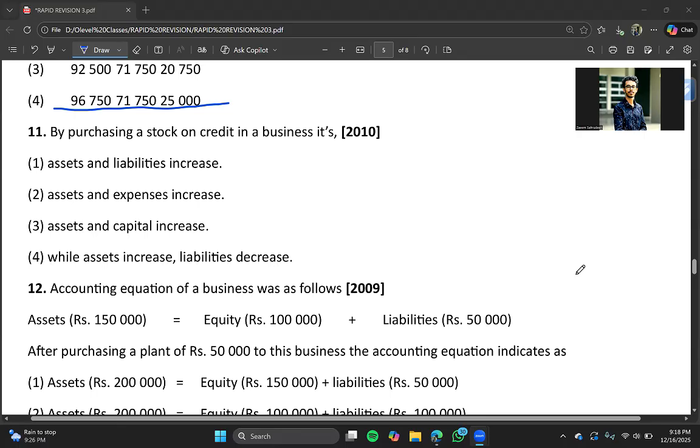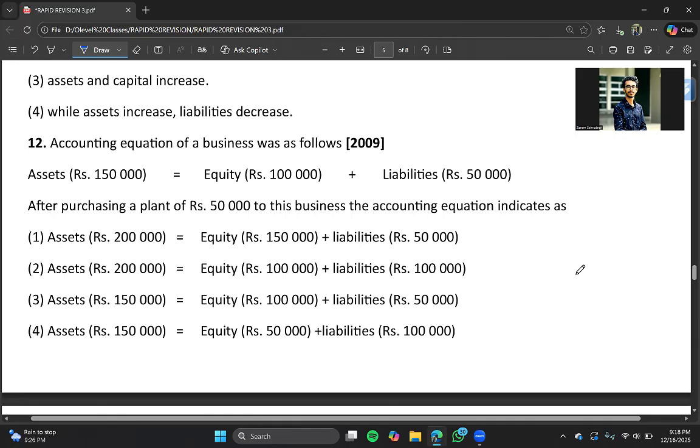So the next question is: by purchasing a stock on credit in a business, the assets and liabilities will increase. The accounting equation of a business was as follows: assets 150, equity 100, liabilities 50. After purchasing a plant for 50,000, the accounting equation of this business indicates what? Like after purchasing for 50,000, what happens?